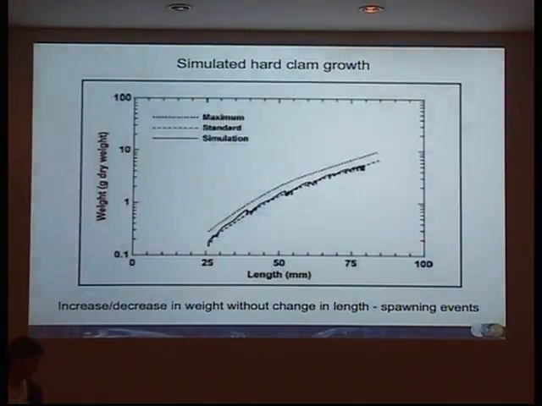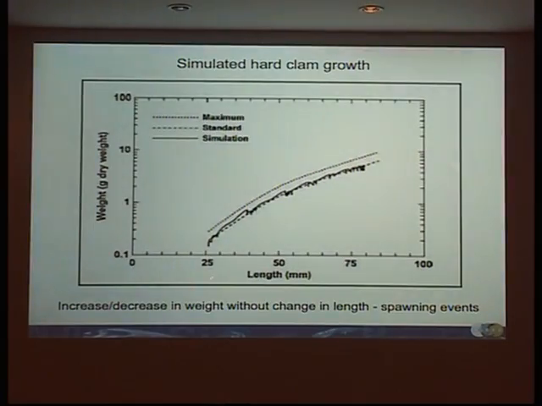Okay, so what do the solutions look like? Well, this is an example of a simulation in weight and length space that was done for a hard clam, Mercenaria mercenaria, if people are interested. Right, the dotted line here shows the absolute maximum length and weight that one of these animals can get. The dashed line here is sort of what's the standard, and this line is the simulation. So it's not a nice smooth curve now as it was in the previous ones. So what it does is you see it going up and down, changing, going up and down, and that type of thing.